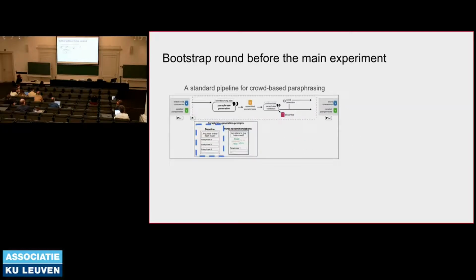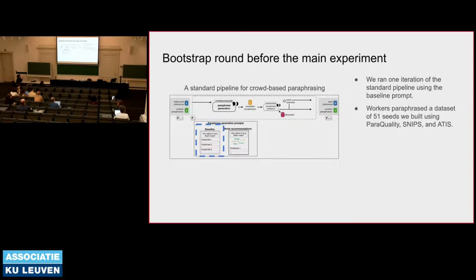Since our approach assumes an initial dataset of paraphrases, we run one iteration of the standard pipeline using the baseline prompt. Workers paraphrase a dataset of 51 seeds we built using the datasets we mentioned previously. We obtain more than 1,000 paraphrases, 24 per seed.